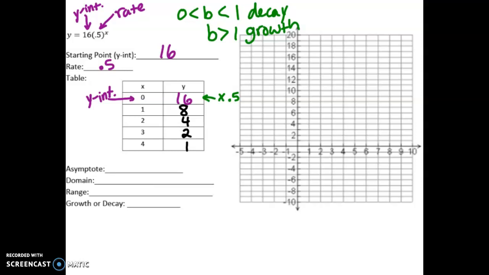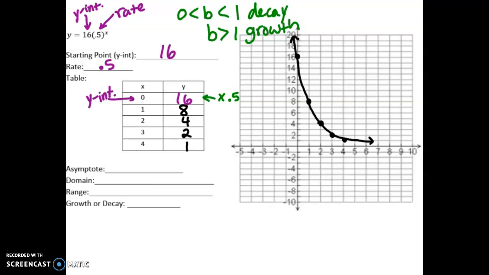We'll plot our y-intercept, 0, 16. The next point is 1, 8. The next point is 2, 4. And then 3, 2. And then 4, 1. And when we graph it, I'm going to graph it from the top with an arrow going up, because it does go up forever. I'm going to connect all these points, and then it's going to curve going to the right. And it's going to go in that direction forever as well.